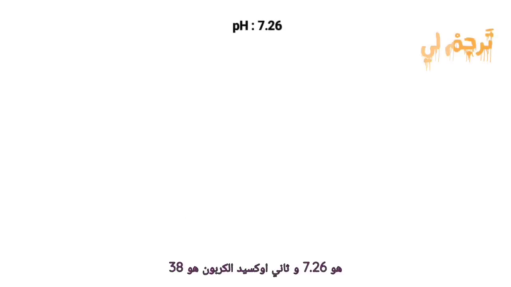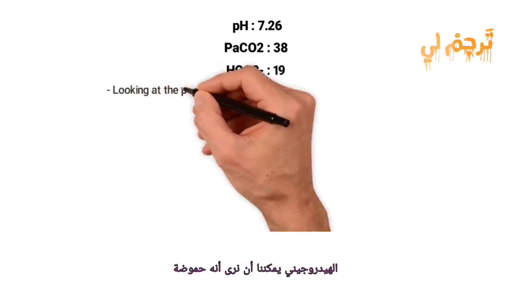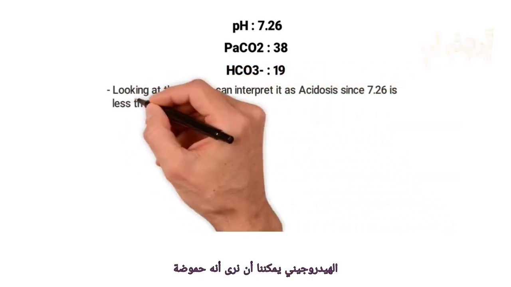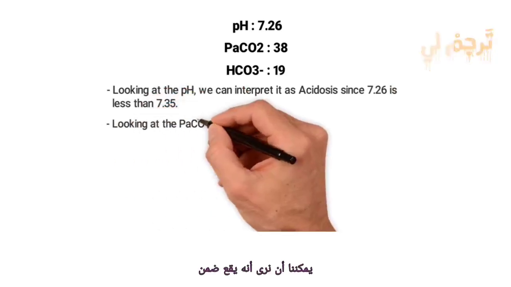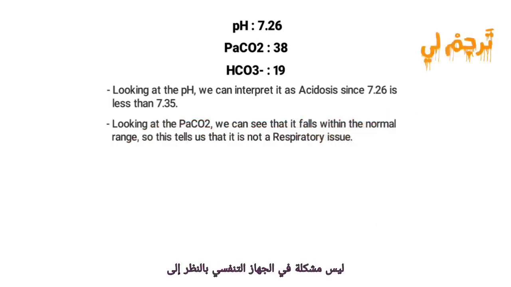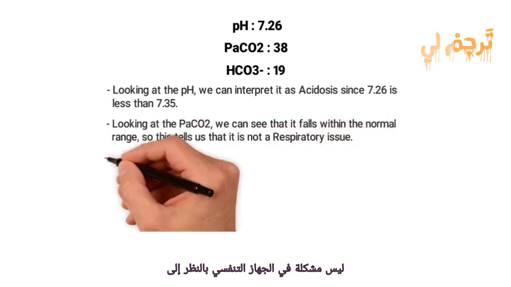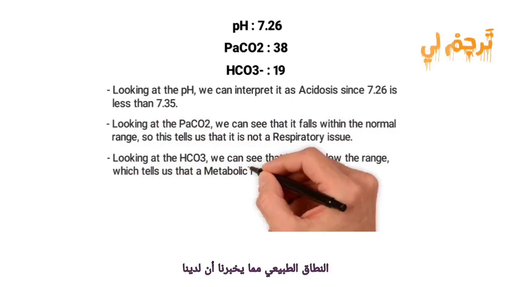Let's say that the pH is 7.26, the PaCO2 is 38, and the bicarb is 19. How can we interpret this ABG? First, by looking at the pH, we can see that it is acidosis, since 7.26 is less than 7.35. Looking at the PaCO2, we can see that it falls within the normal range, so this tells us that it is not a respiratory issue.